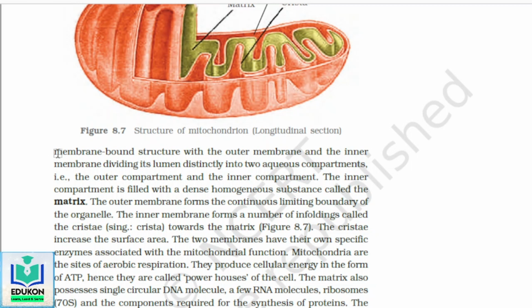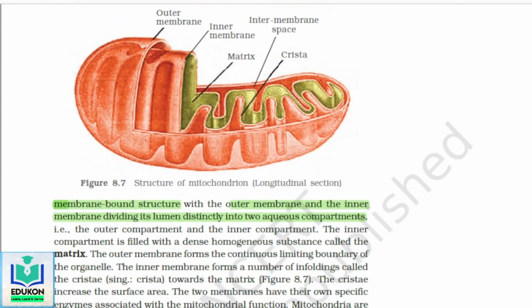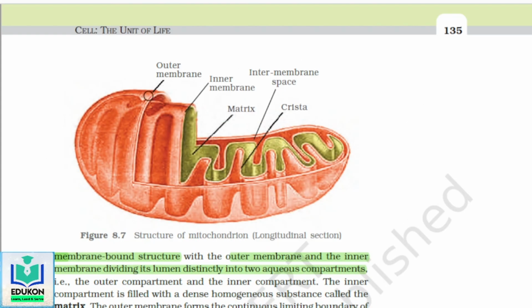So the membrane surrounding the mitochondria is a dual membrane. Remember this: where we say double membrane bound, the nucleus also has a double membrane. In mitochondria, the outer membrane and the inner membrane divide its lumen distinctly into two aqueous compartments. Now you can see in the image here, we have an outer membrane and this is the inner membrane.